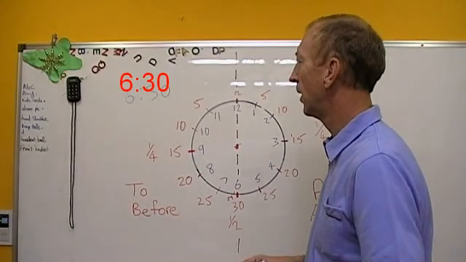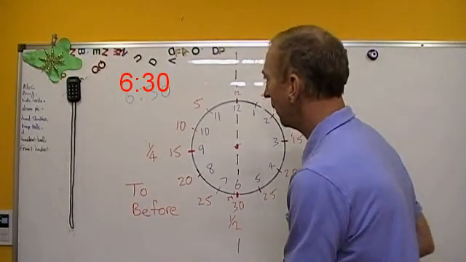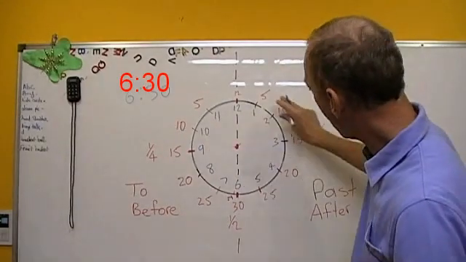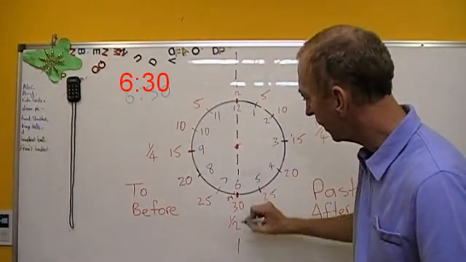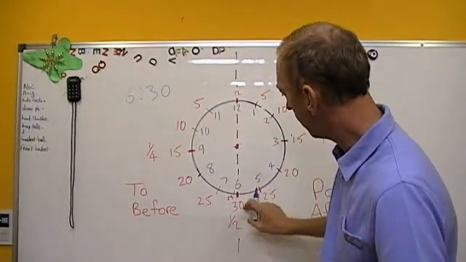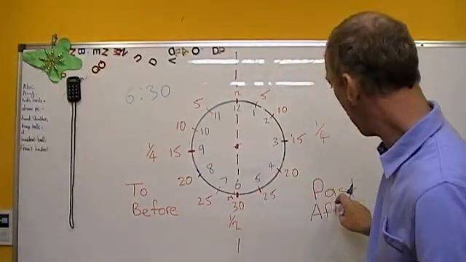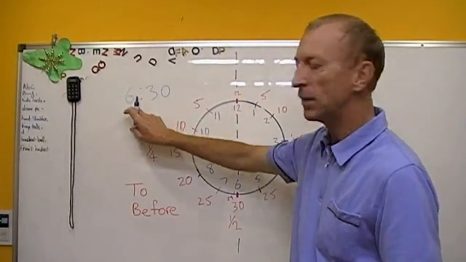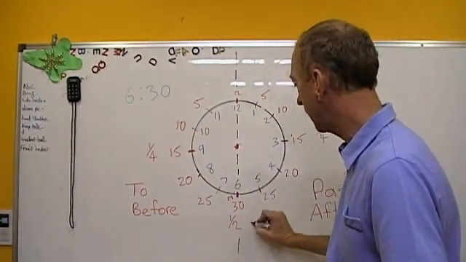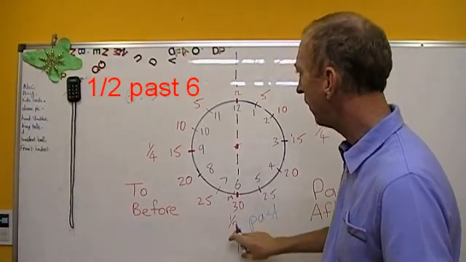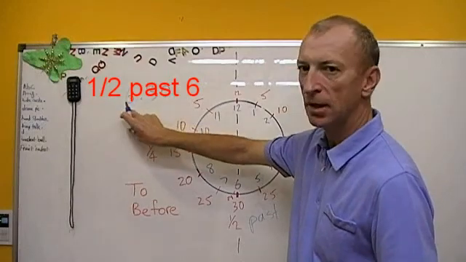6:30. Okay. Now again, we don't say 32. Past stops at 30. Okay, so we just read that here. 30 past 6, which is, we don't really use that often. We generally use half down at the bottom here. Half past. Half past 6.